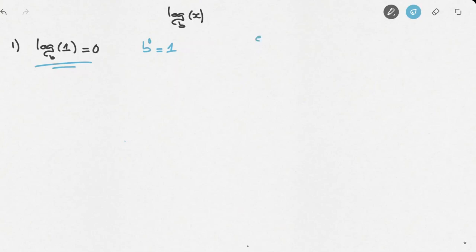So, for example, if we were asked to calculate log base 2 of 1, that would be equal to 0. Or we could have log base 3 of 1. That would also equal 0. Log base 10 of 1 will equal 0. And so on and so forth. Regardless of the base, log of 1 will always equal 0.